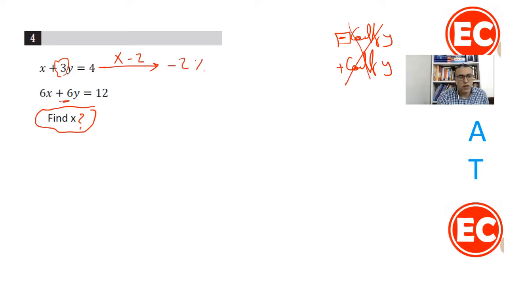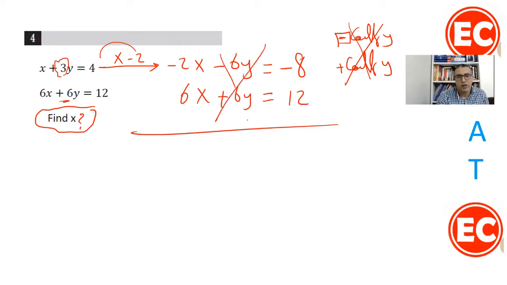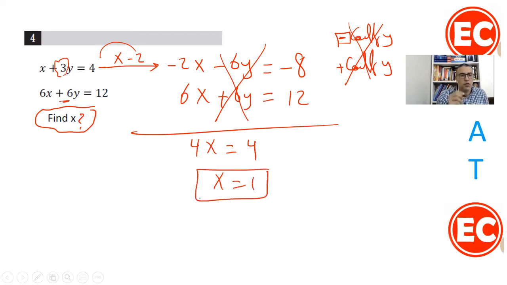So -2x minus 6y, and don't forget to multiply -2 by 4, which is -8. And then 6x plus 6y is equal to 12. Add the two equations together. So 4x is equal to 4, so x is equal to 1. So this is how we can solve the two equations. And don't forget that we should arrange the two equations first.